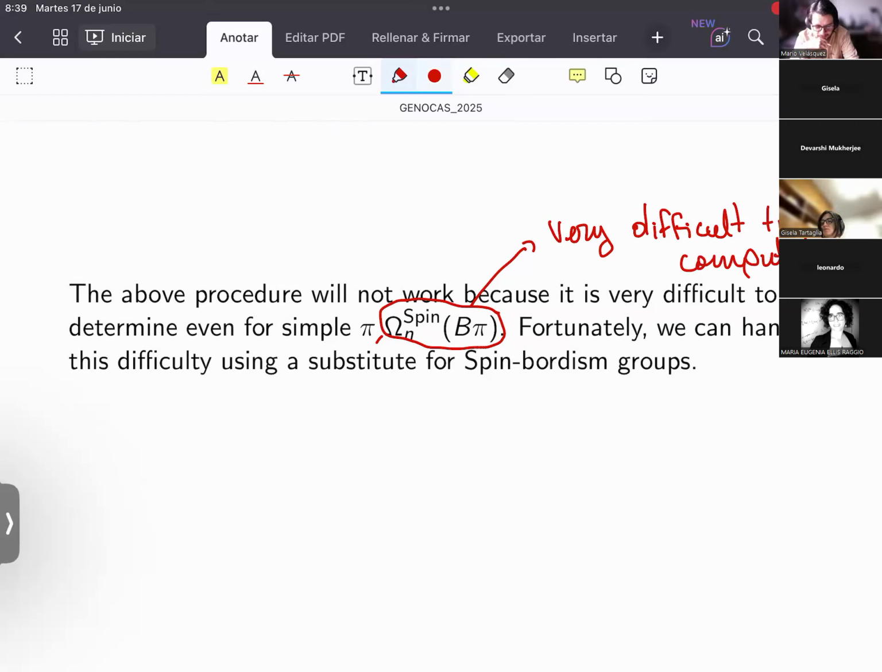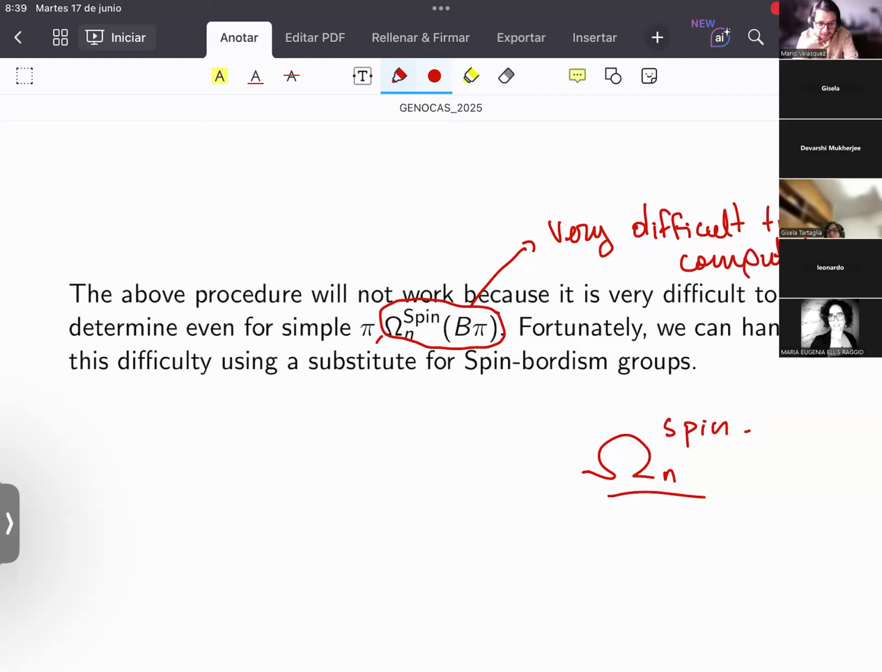It is not as in the case of simply connected manifolds. In the case of simply connected manifolds, Stolz could compute these groups. These spin bordism groups over a point can be computed explicitly, inverting 2 and localizing at 2. But for the classifying space BP, it could be very difficult. Then this strategy will not work. How to manage this difficulty?